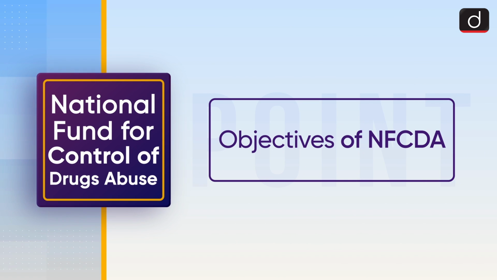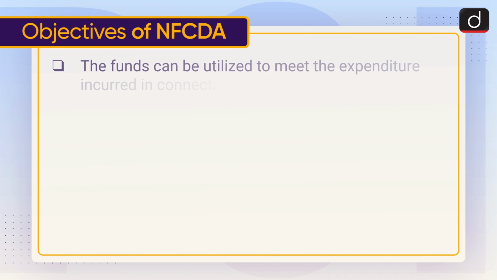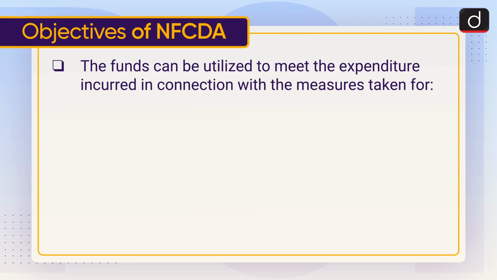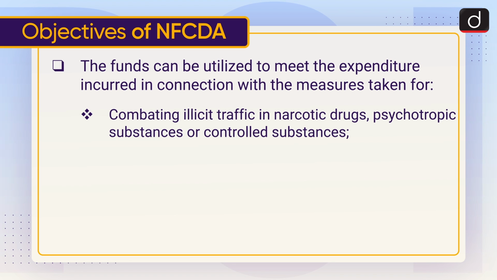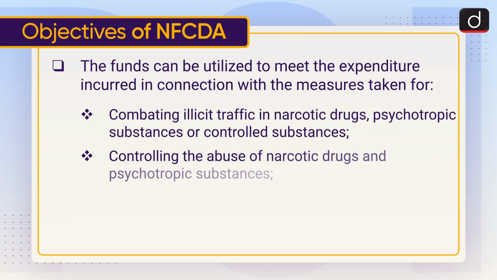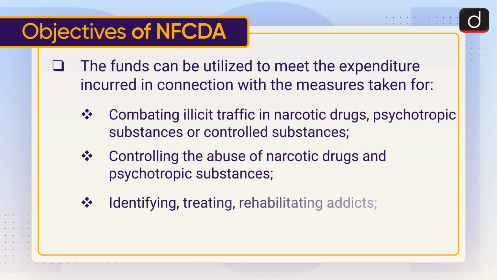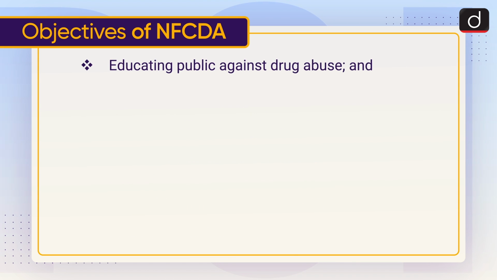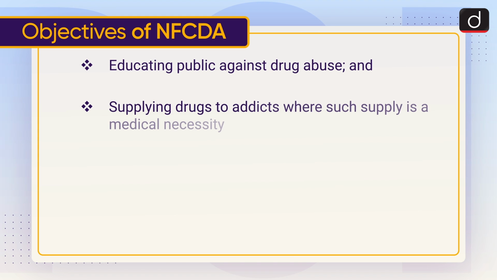The next is Objectives of NFCDA. The funds can be utilized to meet the expenditure incurred in connection with the measures taken for combating illicit traffic in narcotic drugs, psychotropic substances or controlled substances, controlling the abuse of narcotic drugs and psychotropic substances, identifying, treating, rehabilitating addicts, preventing drug abuse, educating public against drug abuse, and supplying drugs to addicts where such supply is a medical necessity.